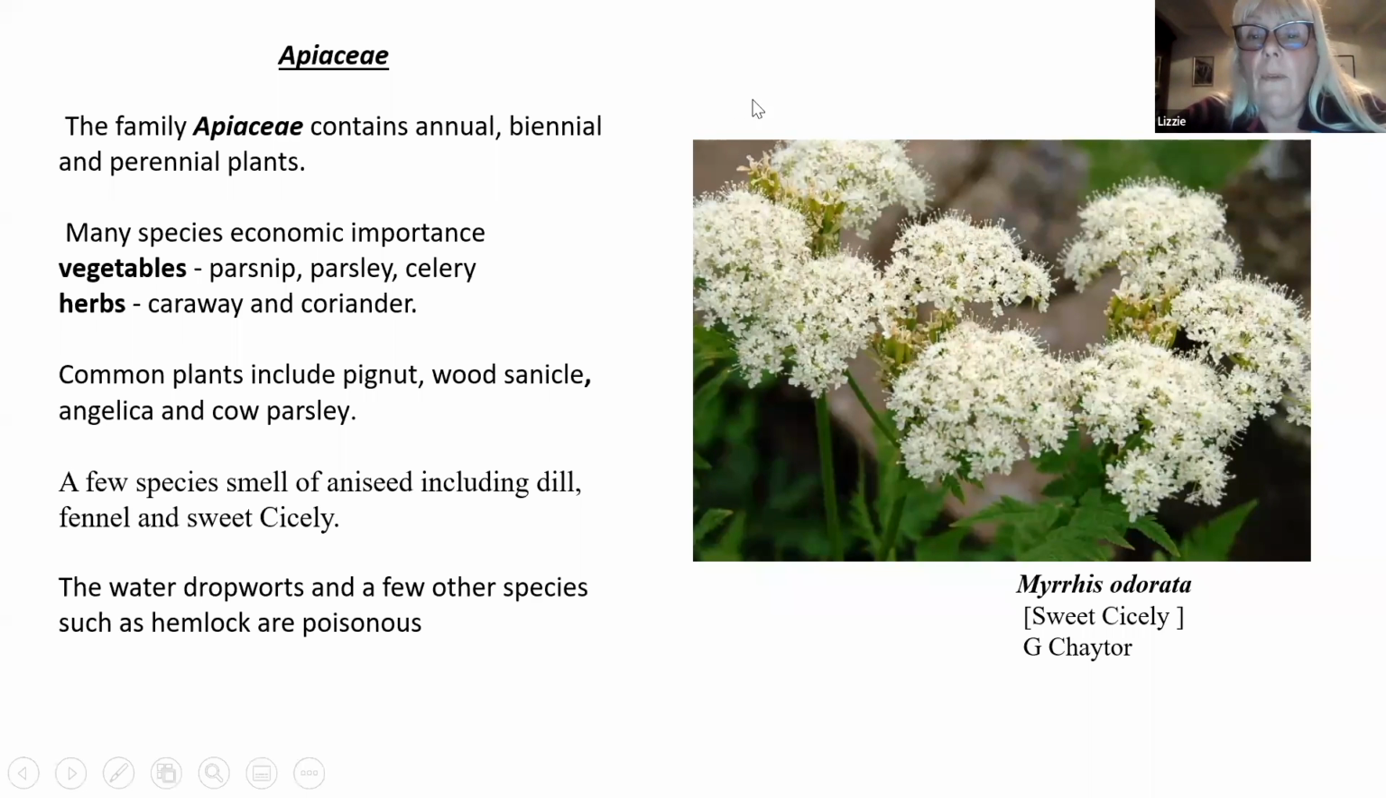And that's a photograph of sweet cicely in flower. I should say that a lot of the photographs are by Geoffrey Chater and by my husband. And I'm very lucky that I've got access to these photographs, because it makes such a difference to the talk.